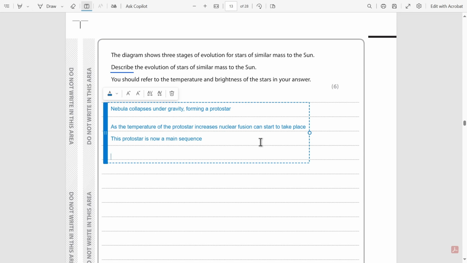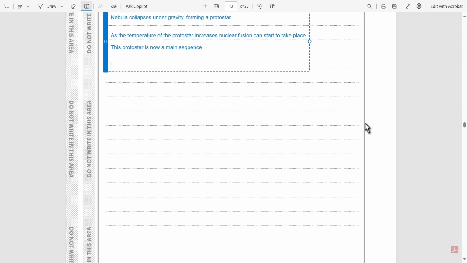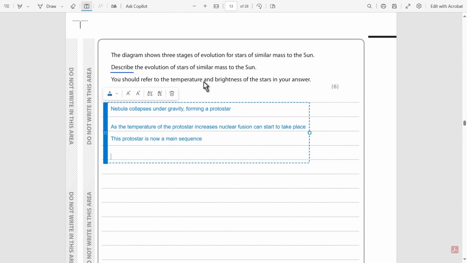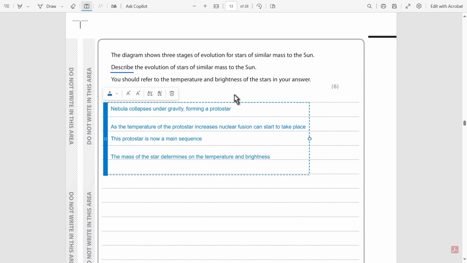we can also talk about how its mass, because it says temperature and brightness of stars in your answer. So I'm guessing they want us to refer to how the mass of the star determines the temperature and brightness. Yeah, and then it does this for a long time, so we can skip all that boring stuff because there's nothing really that goes in between this.